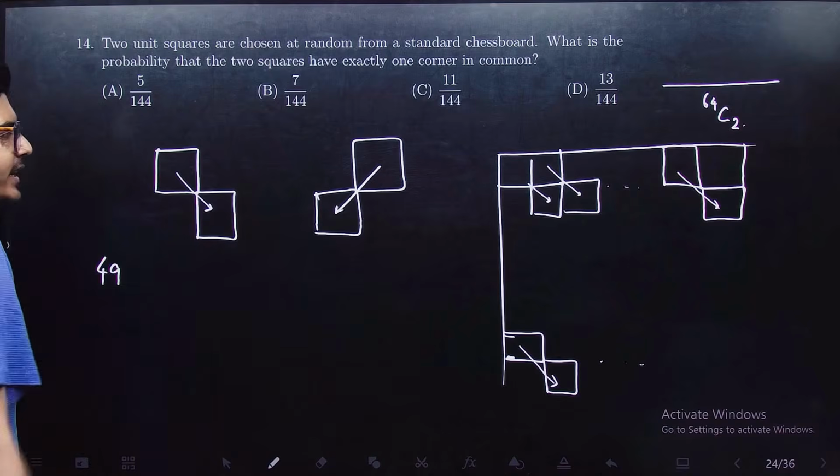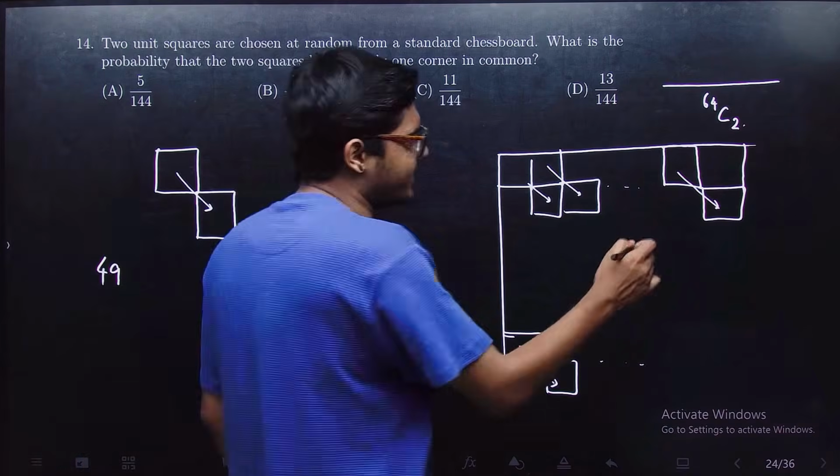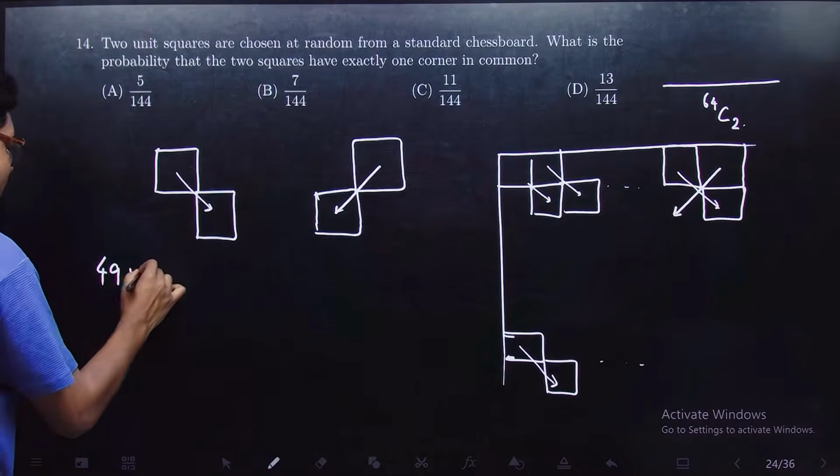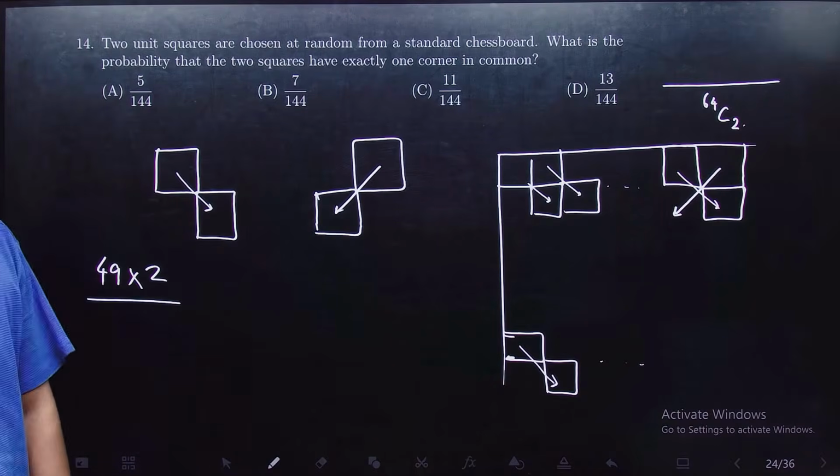Okay, 49 for this orientation. Similarly, I can do the opposite as well. I can start from here. Again, you'll get 7 times 7, right? So 49 times 2 is the total number of favorable squares that you can choose, right?